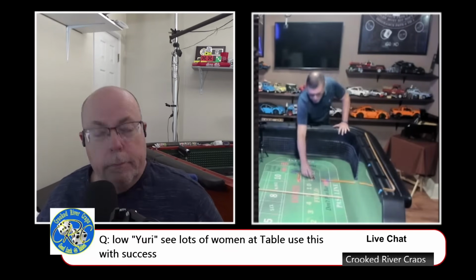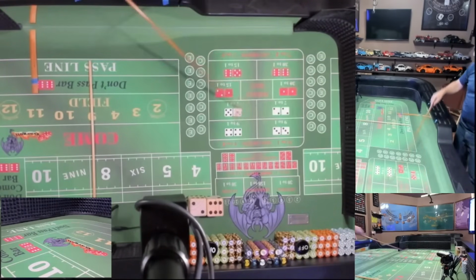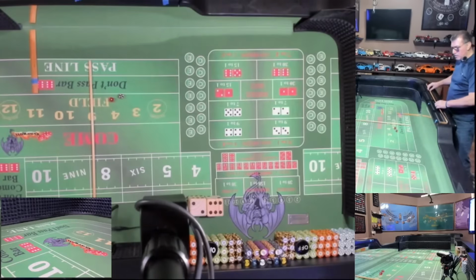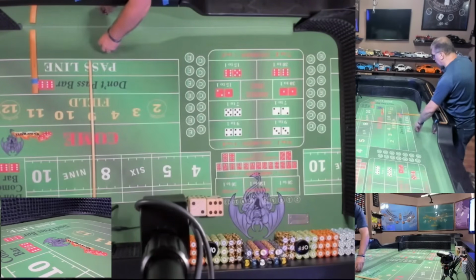Yeah, the Yuri grip is pretty much this right here, right? So if you do this, then yeah, it's a low Yuri grip and toss. It's a par, but with the edges.